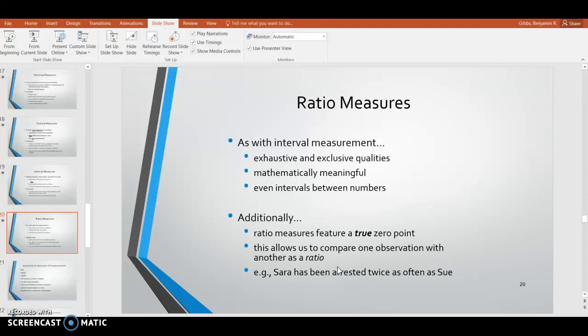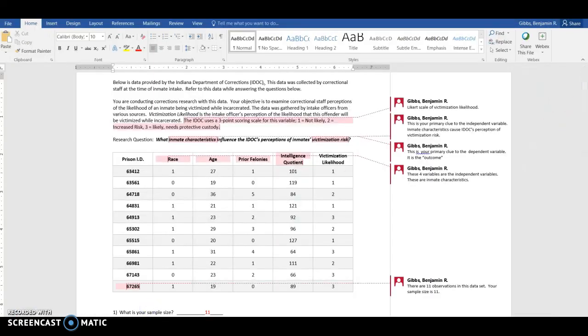So that is just a brief overview of our levels of measurement, and that's what we're tackling here in our assignment. So when you look at these variables, and the variables are across the line, we have 6 variables: prison ID, race, age, prior felonies, IQ, and victimization likelihood.